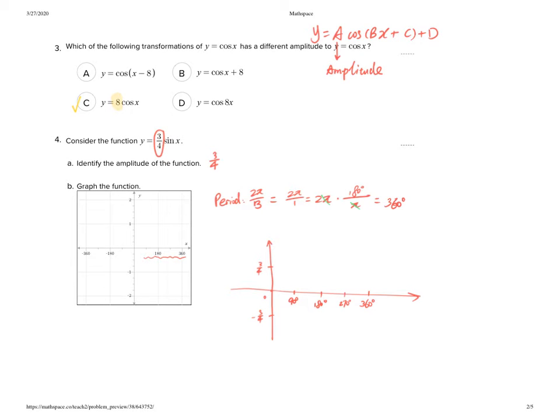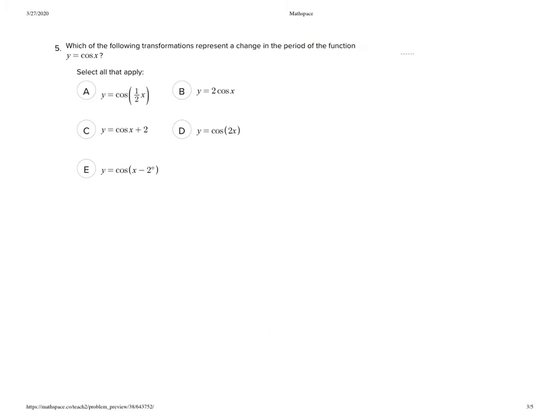So we can go ahead and graph the pattern, which is center or origin, maximum, center, minimum, and the center. I'm sure you can find those points on the graph here to plot this sine function. So 90, 180, 270, and 360. That should be your graph for this function.